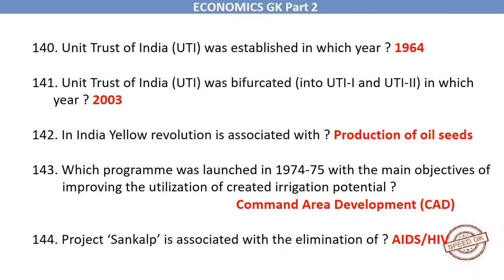Unit Trust of India, UTI, was established in which year? 1964. Unit Trust of India, UTI, was bifurcated into UTI 1 and UTI 2 in which year? 2003. In India, Yellow Revolution is associated with production of oilseeds. Which program was launched in 1974-75 with the main objective of improving the utilization of created irrigation potential? Command Area Development, CAD. Project Sankalp is associated with the elimination of AIDS, HIV.